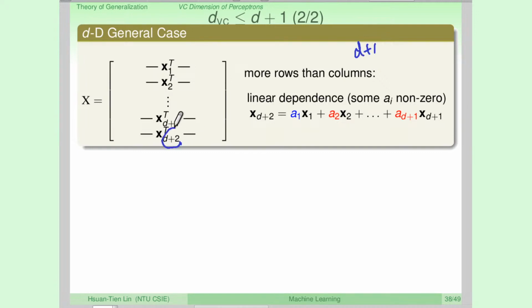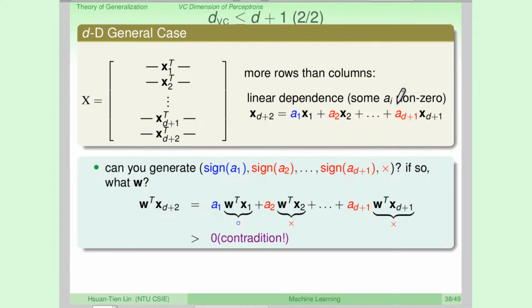Now you have d+2 vectors. You must have linear dependence, meaning this x_{d+2} can be a linear combination of all the other vectors, all the previous vectors. And this linear combination has some coefficients. Those coefficients are very important for us in the next step of the proof. In general, the coefficients can be anything, but we know there's a particular set of coefficients that achieves this linear dependence.